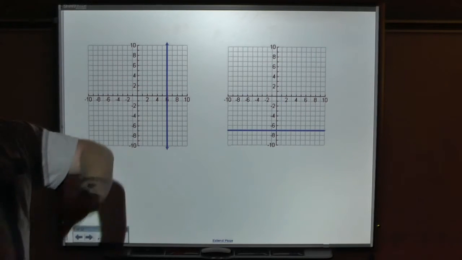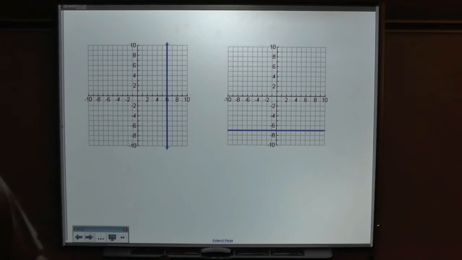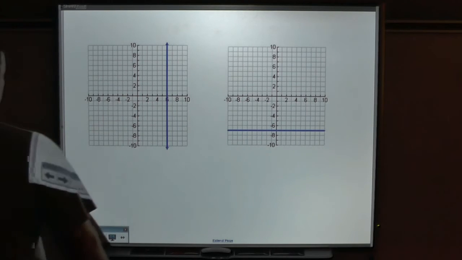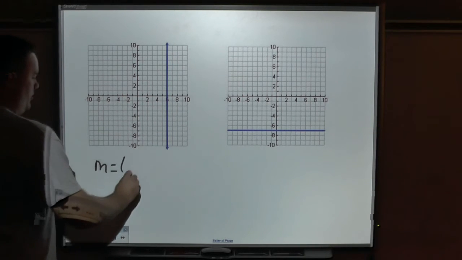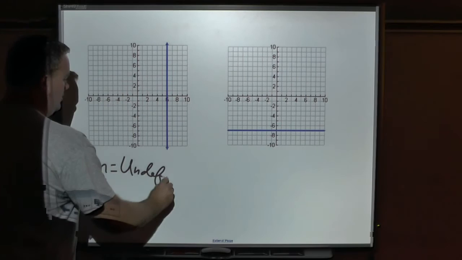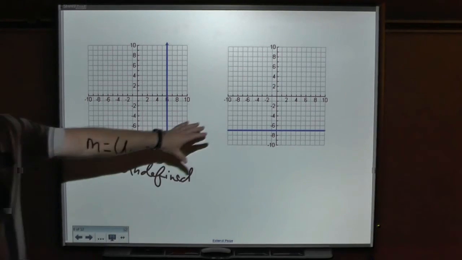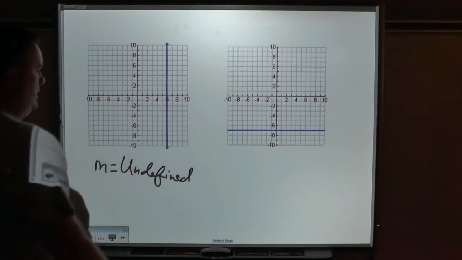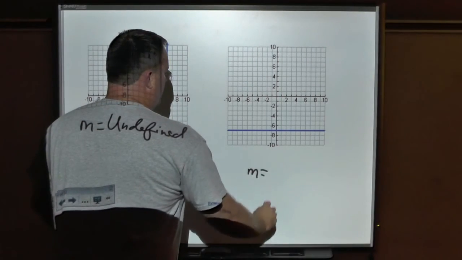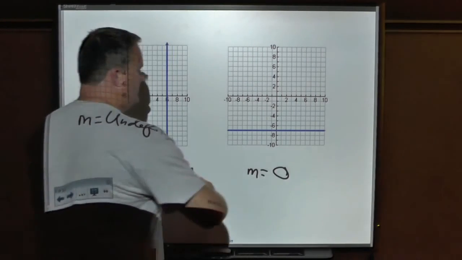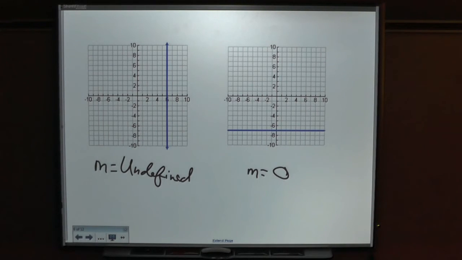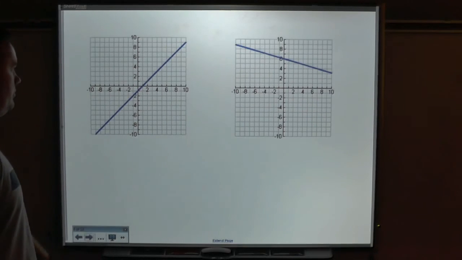Alright, so here, these two should be really easy. There is no work to do on these two problems. Vertical line. You see a vertical line. You're going to write the slope as undefined. Done. Over. The next one, a horizontal line. You see a horizontal line, there's no work to do. You write 0. Done. No work. Any vertical line has an undefined slope, and any horizontal line has a slope of 0. Done. Move on. Remember those two.